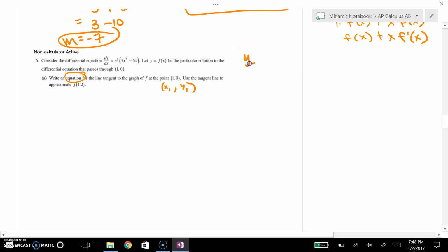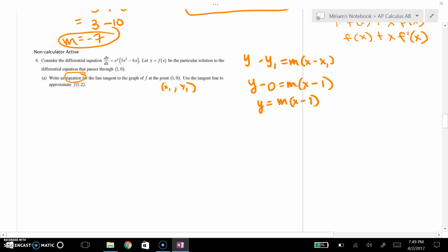So first thing, we need an equation, so we know we're going to use this setup. Without the 2, still out of habit, I'm sorry. I know I'm going to plug in 1 and 0 into x1, y1. So I'm left with y equals m times x minus 1.